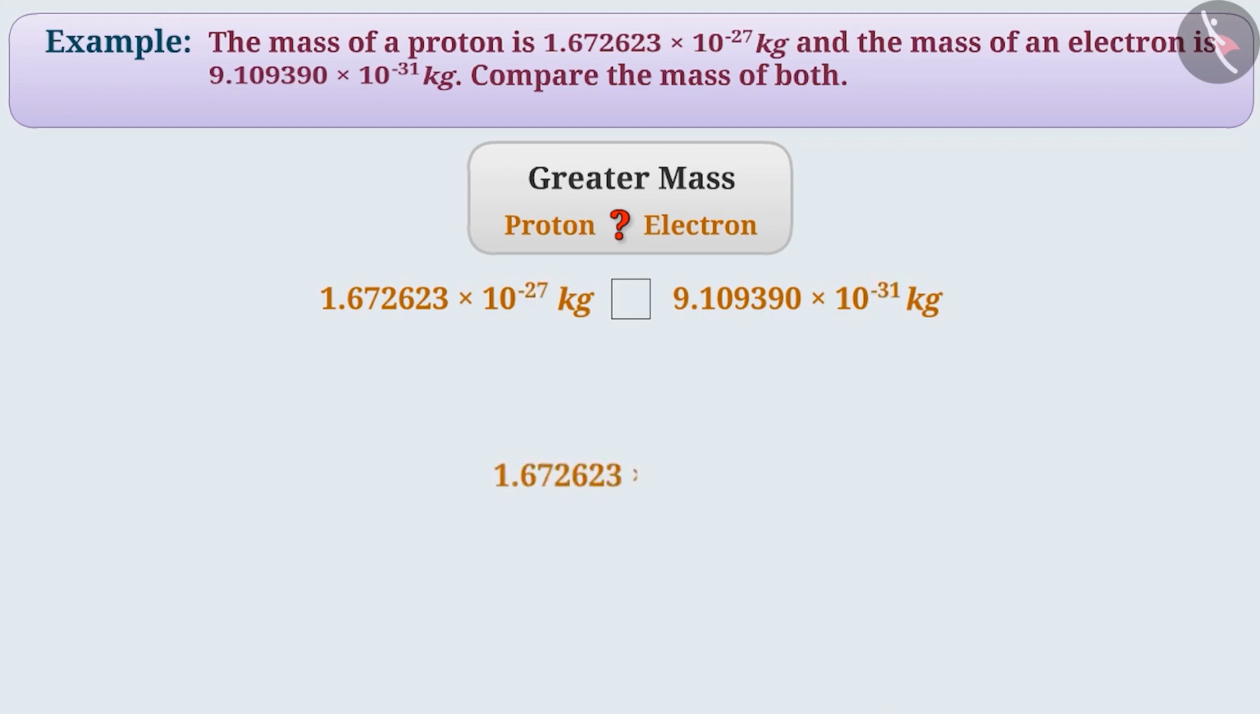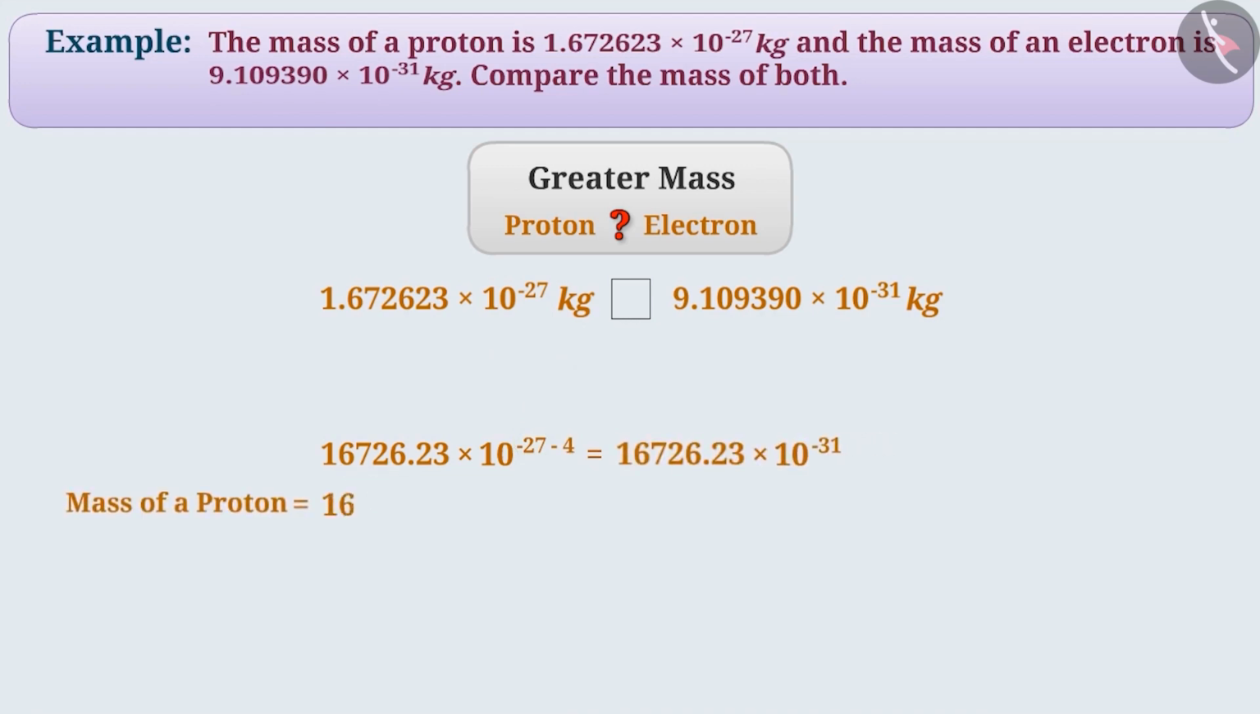Can you tell, in the number 1.672623 into 10 to the power of minus 27 kg, what do we need to do to make the power of this number minus 31? Think for a while. Let me tell you. We will have to move the decimal point 4 places to the right, and to ensure that the value of the number doesn't change, we will have to reduce its power. Here, minus 27 is a negative integer. So, we will subtract 4 from minus 27 so that we get the power as minus 31.